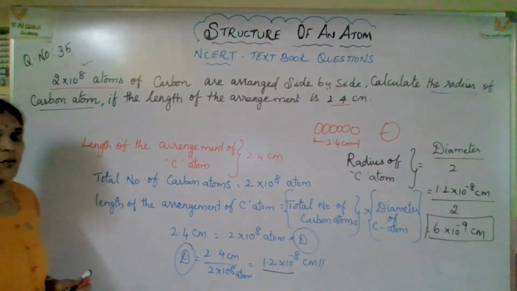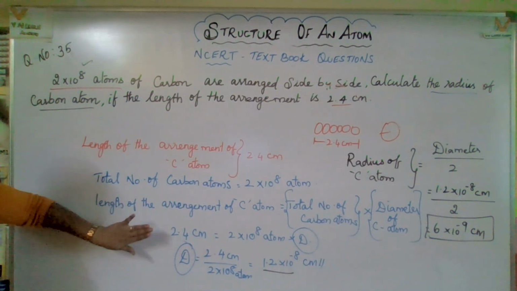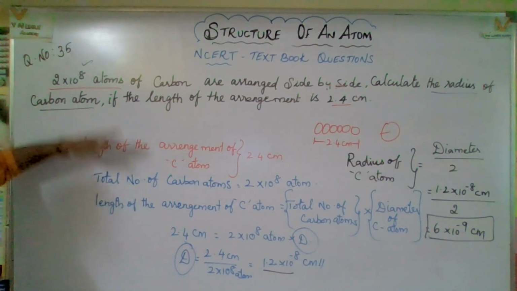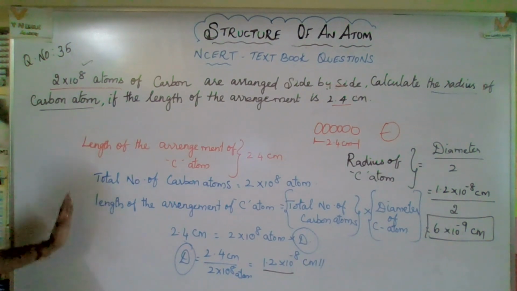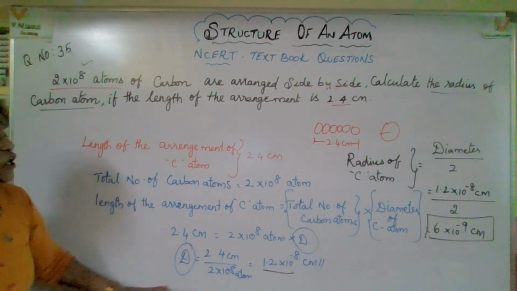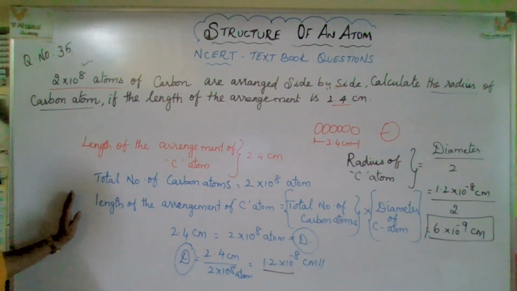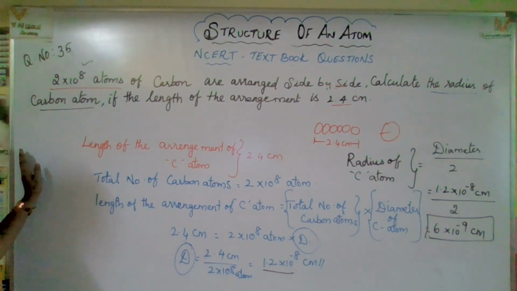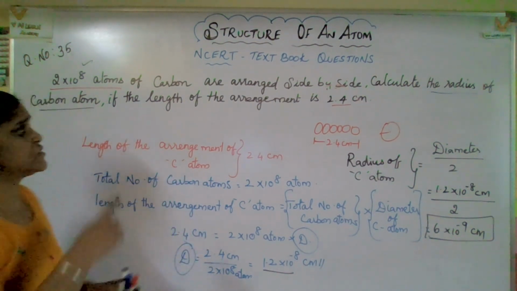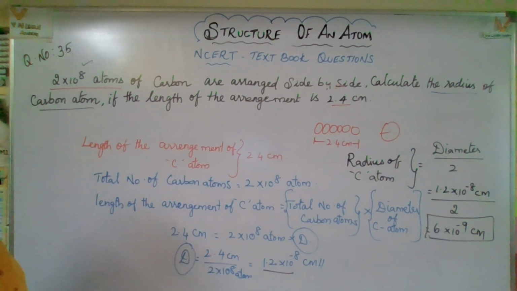I hope you got a clear idea: first, find the length and the number of atoms in the arrangement. Then you find the diameter, and if you find the diameter, you will get the radius. In that way, I just brought it to you. Hope you got a clear idea about this question. Come on, let's go for the next question.